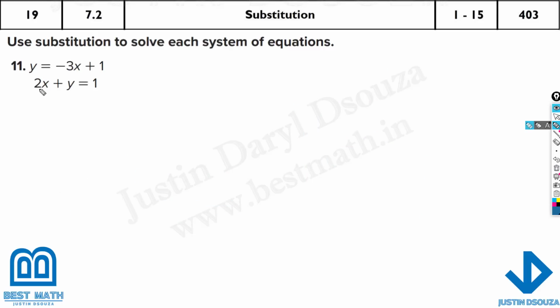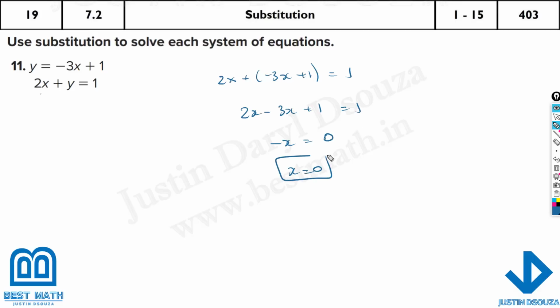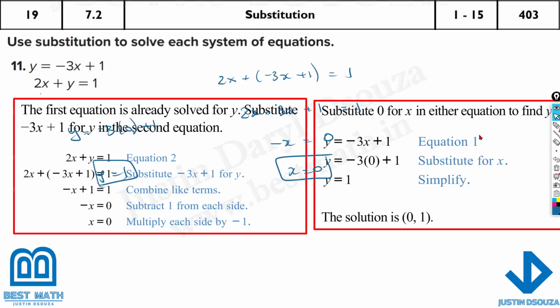Now another similar one, you just substitute the y value here. It'll be 2x plus minus 3x plus 1, that is equal to 1. And here we will have 2x minus 3x plus 1 equals 1. I just remove the bracket. Only this minus 3x and then plus 1. Here we have minus x is equal to, if you take it to the other side, 0. x is equal to 0. So if x is 0, what is the y value? It's going to be y is equal to minus 3 times 0 plus 1. So the y value is 1. That's it. So x is 0, y is 1. So it's (0, 1) here.